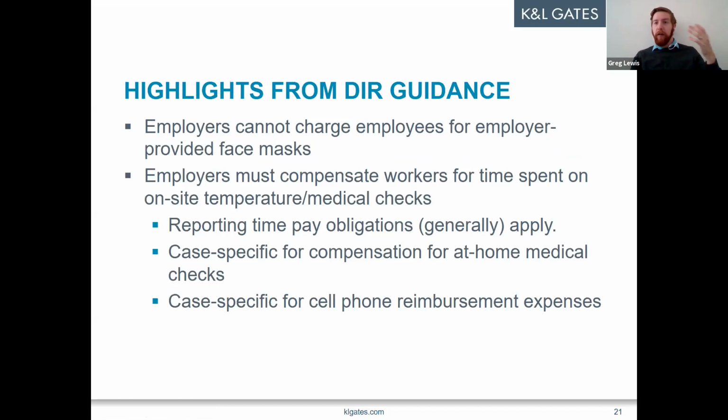Additionally, reporting time pay, being paid for all time worked is an important consideration for this next bullet point about compensating workers for time spent on on-site temperature or medical checks. They are technically working. They're on the work site. They are taking a temperature to be able to work. And so reporting time pay obligations will generally apply. Now, these compensation considerations are case specific for at-home medical checks, depending on the amount of control the employer has over the check. Additionally, for cell phone reimbursement, some medical tests involve filling out questionnaires on the phone. That's case specific as to whether an employer will have to reimburse for that as well. Next slide, please.